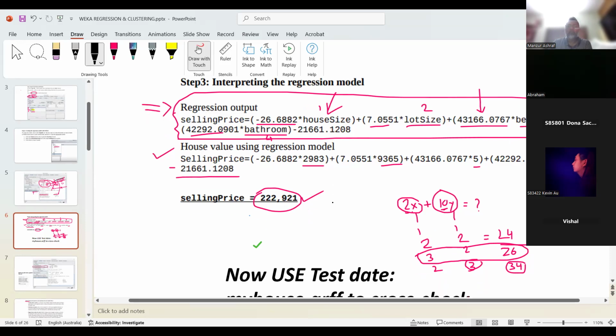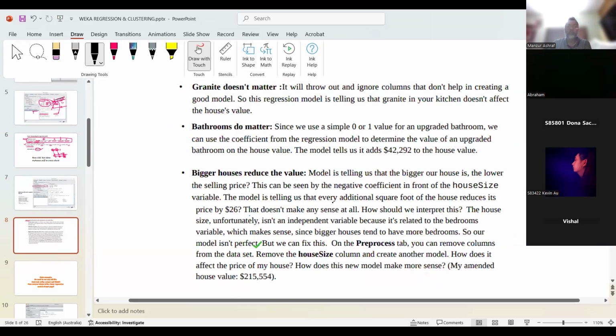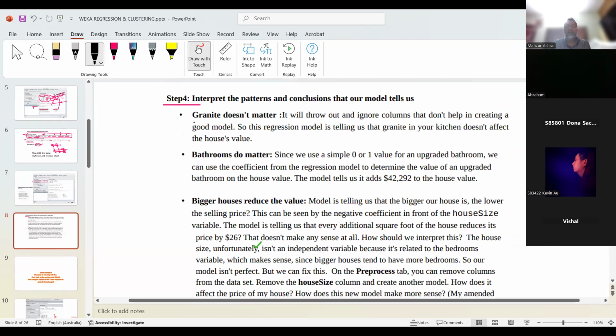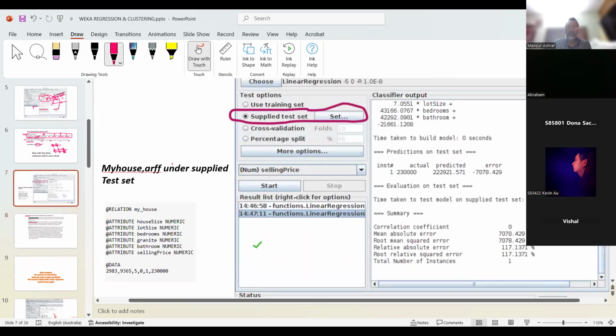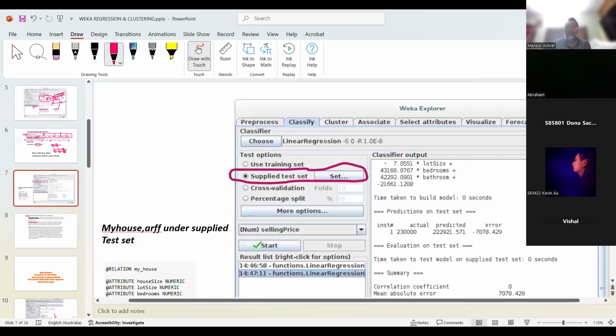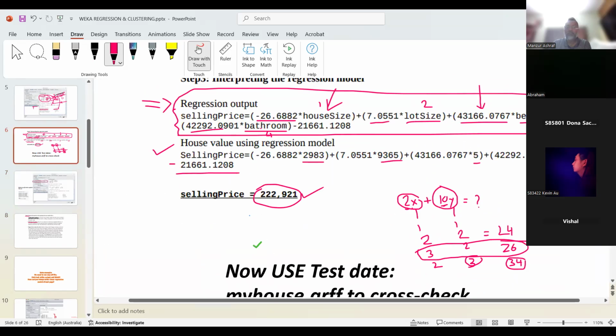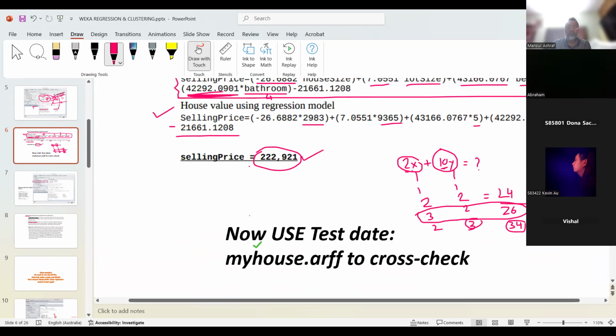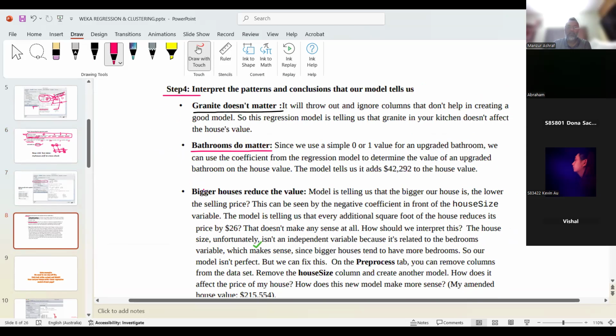Excellent. So now some conclusions I'm going through: granite doesn't matter. This is the interesting thing. Bathrooms do matter. Why? Because if you increase the bathroom, it has a big coefficient. Also bedroom matters, and house size has a negative coefficient, so a bigger house reduces the value.